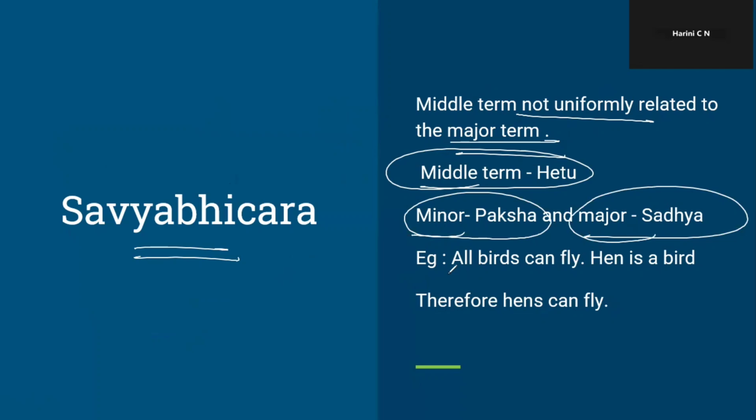For example, all birds can fly, hen is a bird, therefore hen can fly. Here, the middle term is not uniformly related, that is Savya Bikara fallacy. Next one.